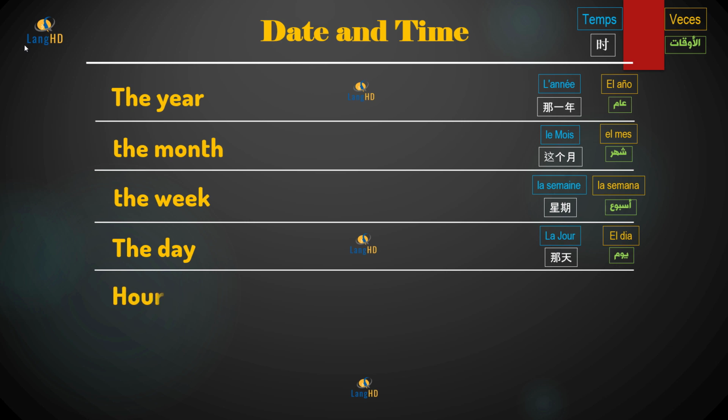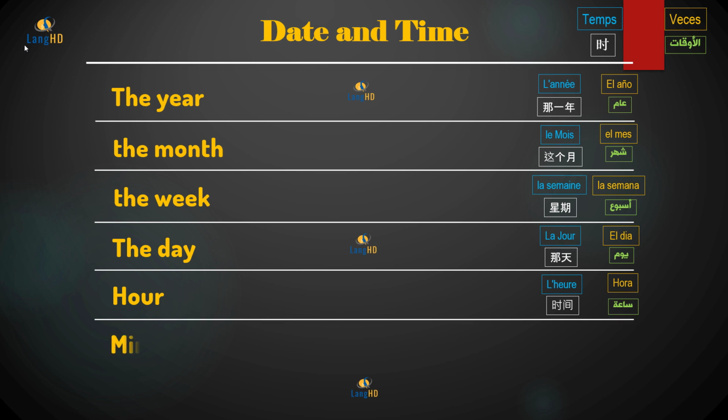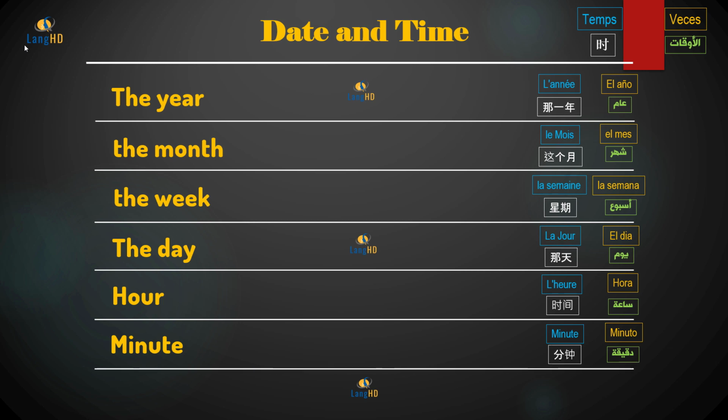Hour. An hour is a unit of time equal to 60 minutes. Minute. The minute is a unit of time usually equal to 60 seconds or a 60th of an hour. Second. Second is a short unit of time that is equal to a 60th of a minute. There are 60 seconds in a minute.